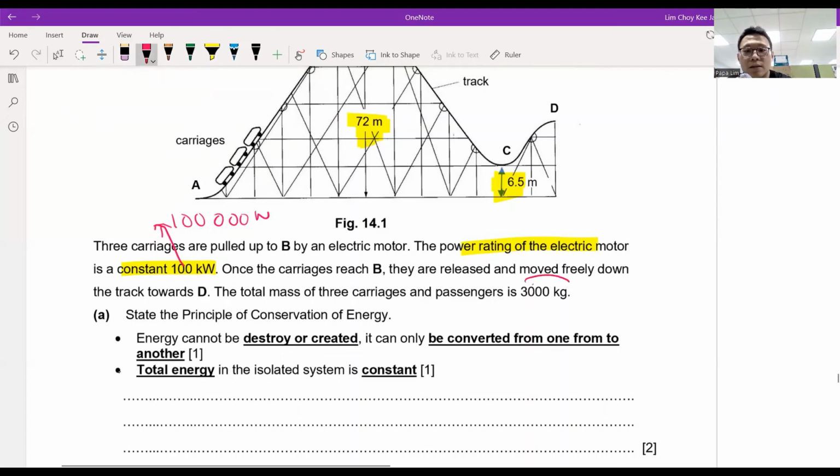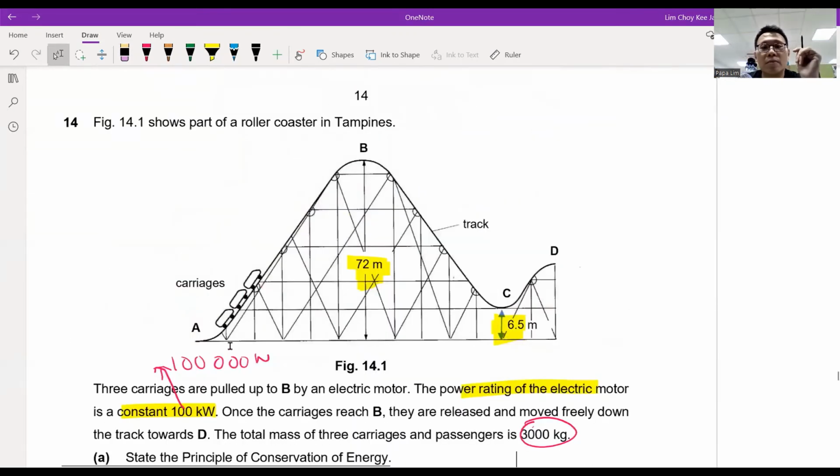The train carriage and the object is 3,000 kg. Now, since this is conservation of energy, one of the good practices I have encouraged students to adopt is that before you start solving, identify all the energy that's available at each point, in case you need to use them later on, so you will not be confused or leave anything out. For example, for point B, the carriage reaches the top and stays there for a while. So at point B, the energy available is only potential energy.